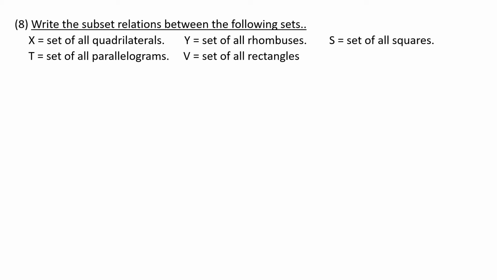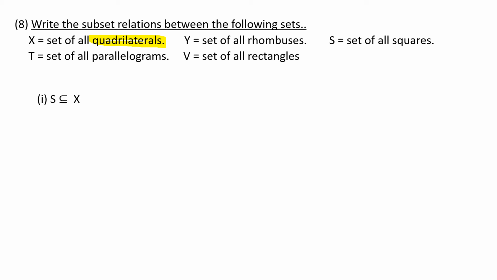You know all these, rhombus, square, parallelogram, rectangle, are subsets of quadrilateral, because quadrilateral means four-sided figures. So square, rhombus, rectangle, parallelogram will all be subsets of quadrilateral. Okay. Now what else? Square can be a subset of rectangle. Yes, like that you have to frame or get relations.